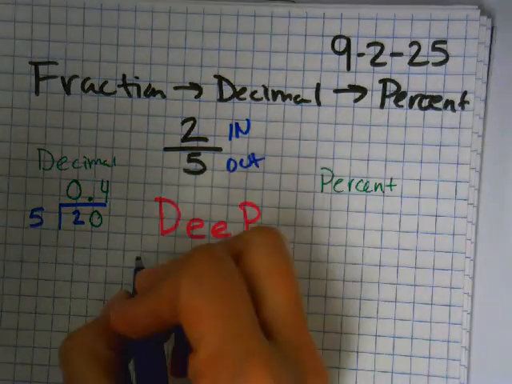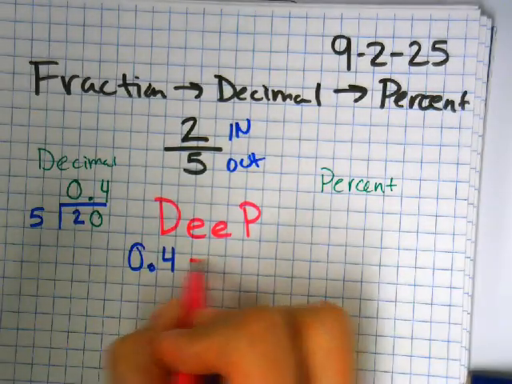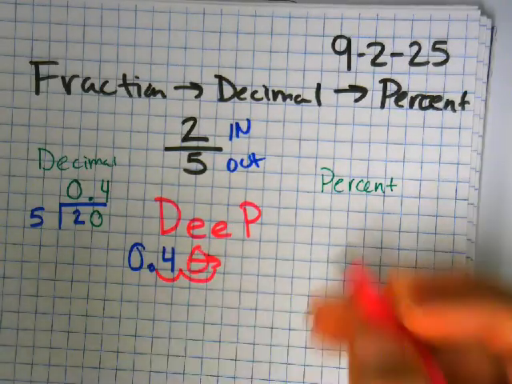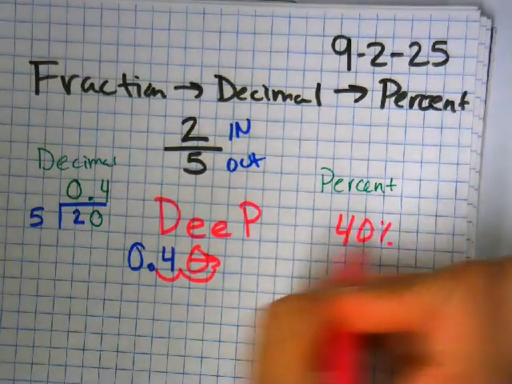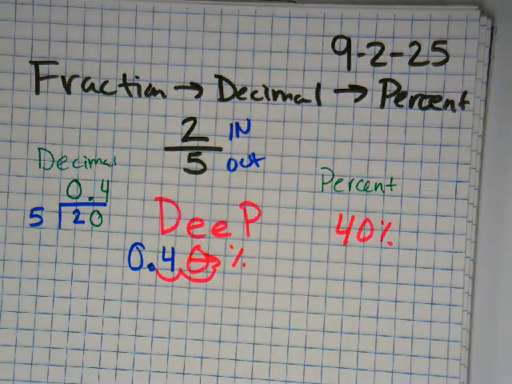So 0.4, right? We're going to move it to the right. 1, 2. What do I add in this empty space? 0, so it would be 40%. Same thing as multiplying by 100. Moving it twice. Some students forget, how many times do I move it? Move it twice. There's 2 E's in DEEP. Which way do I move it? Some kids also mess up on which way.